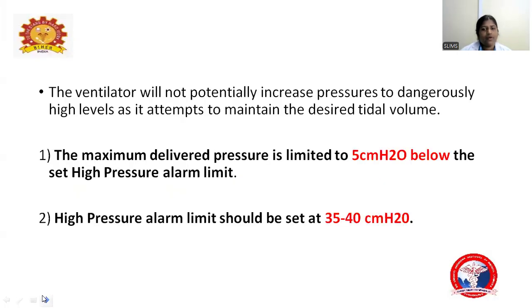So the ventilator will not potentially increase pressure to danger levels as it attempts to maintain the desired tidal volume. The pressure will not be dangerously increased to provide the desired tidal volume because the upper limit of the pressure is set. The maximum delivered pressure is limited to 5 centimeters of water below the set high pressure alarm limit. High pressure alarm limit should be set at 35 to 40, not more than that.